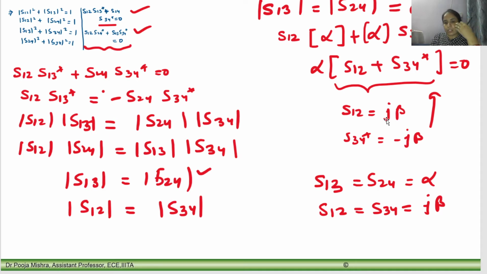Another solution is you consider that S13 is j beta. Now let's take S13 is equal to j beta. You put the condition over here, and please check it by yourself. This is the homework. One condition we have seen. You will see multiple solutions here. If you consider S13 is equal to j beta, you will get a different kind of solution.